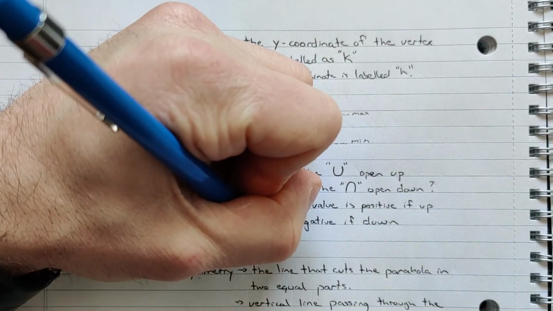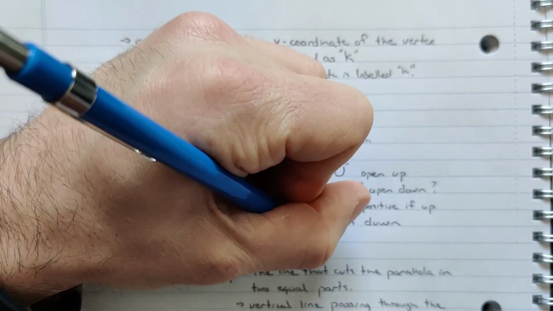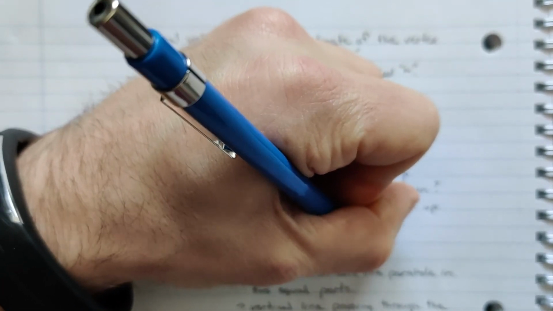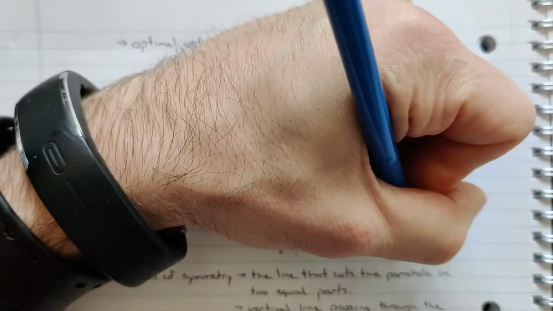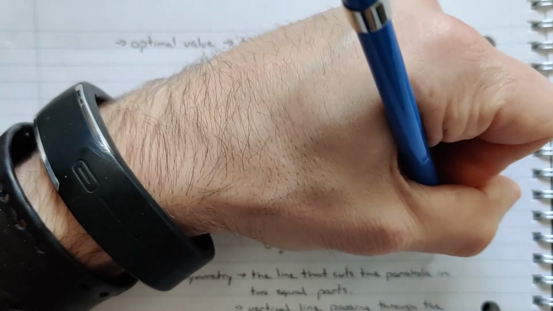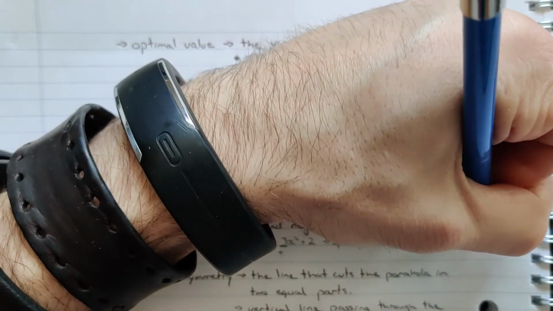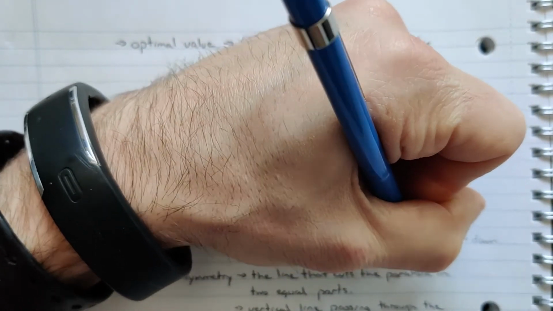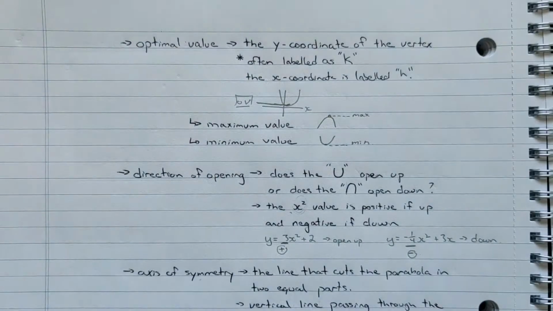So y equals 3x squared plus 2 would open up because the coefficient here is positive. Okay, that's a positive number. If we have y equals negative 1/4 x squared plus 3x, in this case that's going to open down. Why? Because this value here is a negative value. Okay, so a positive value opens up, a negative value opens down.